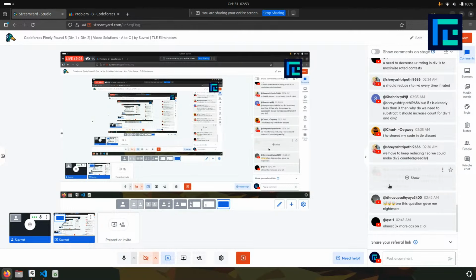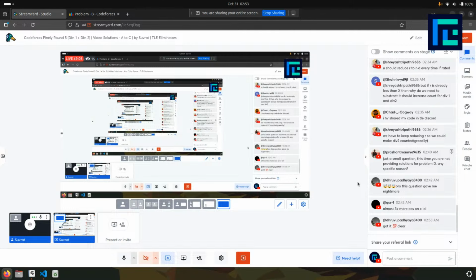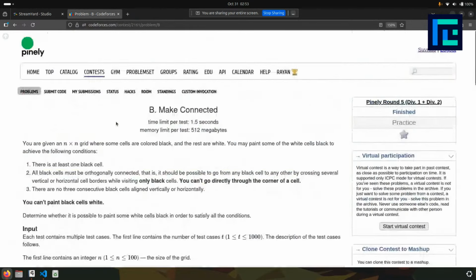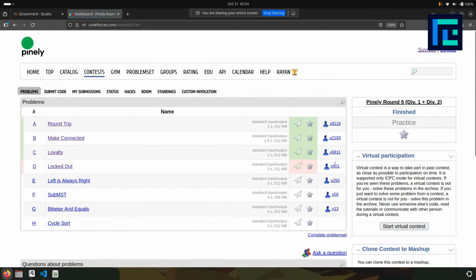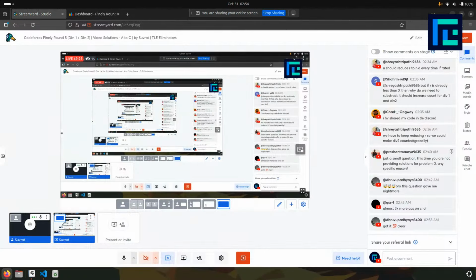Just a small question: this time you are not providing solutions for problem D. Basically, problem D was quite hard. You guys can see that only around... actually during the contest, this was around 700, and 700 in Div 1 plus 2 is like, you are almost a master. So even I couldn't solve D. I had an approach, but I couldn't make it work in the given time. So we'll not be discussing that.